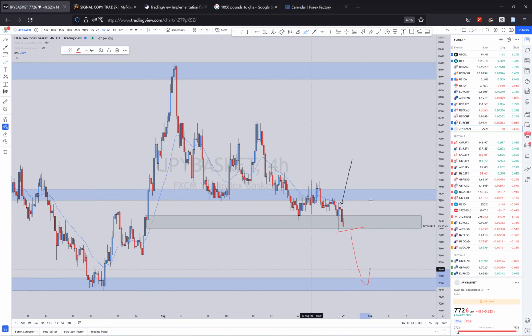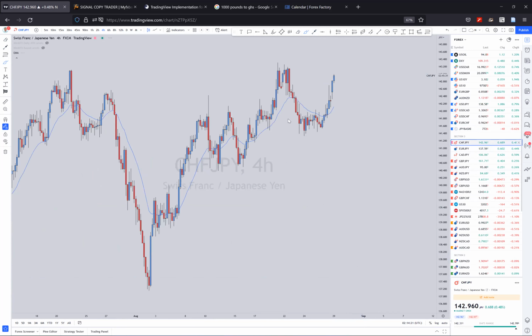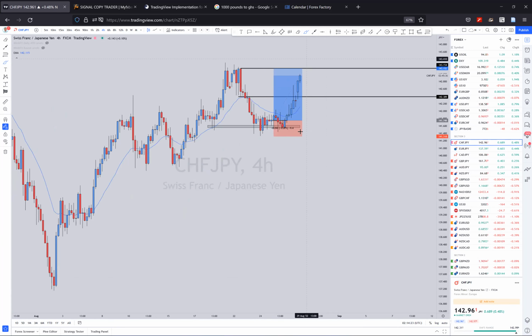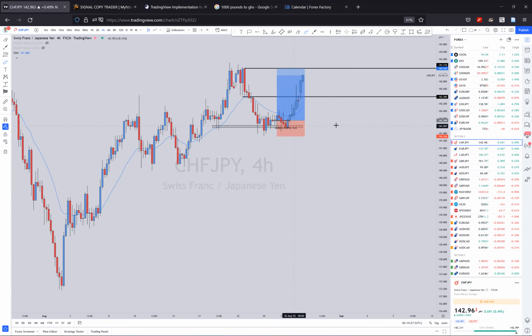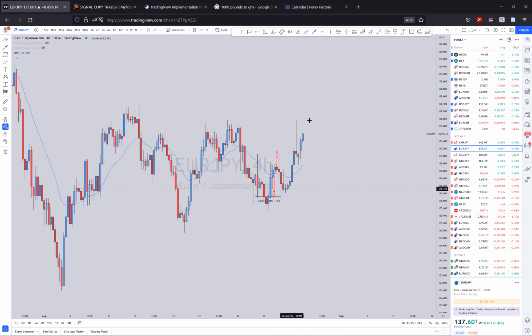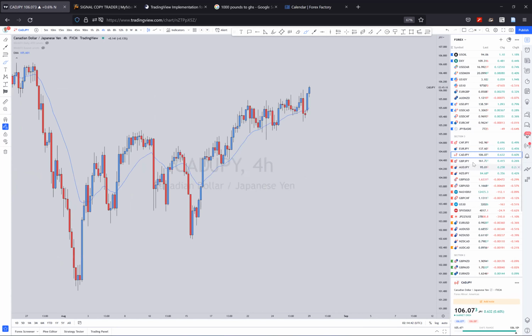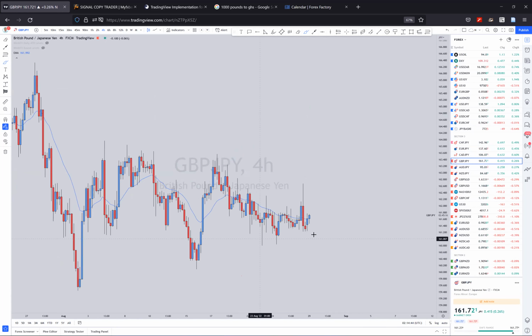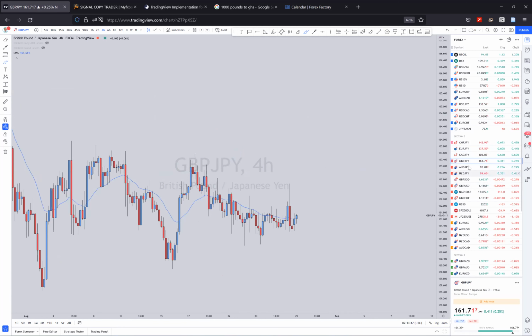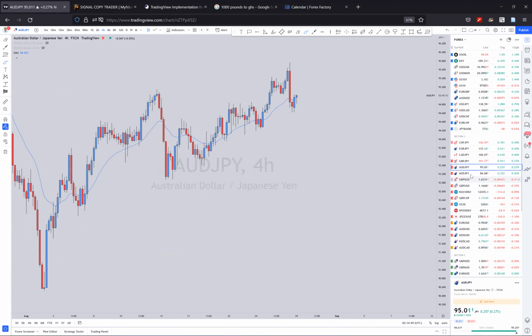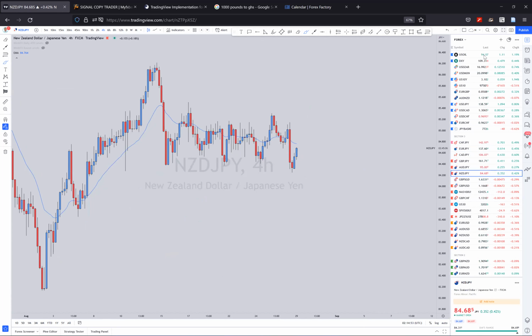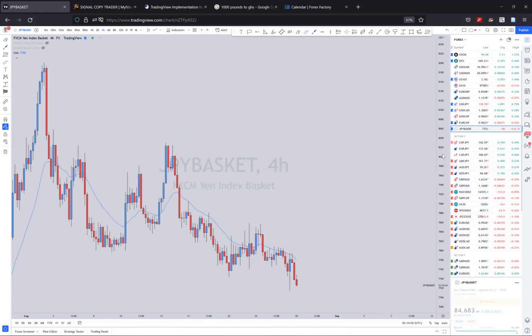So that means we have what? A weak yen. Weak yen means that CHF JPY would continue pushing up. This is one of the trades I had from last week, but I took a loss at minus 9 pips, and then on Friday it started pushing up. Euro JPY, so we'd expect more pushes on the JPY pairs to the upside. Same for GBP JPY, AUD JPY, NZD JPY, as the basket is weakening.